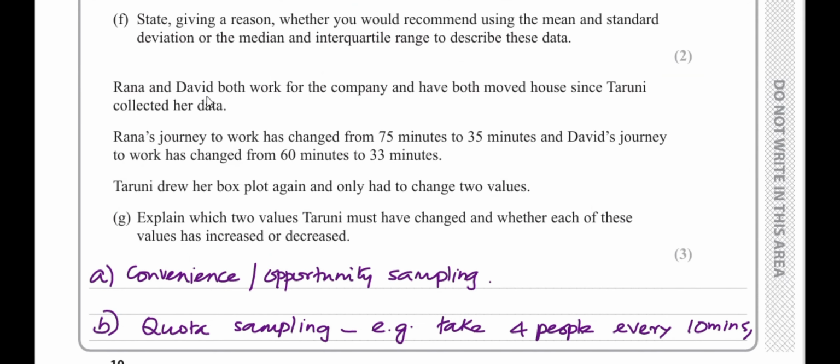Last part of the question. Rana and David both work for the company and have both moved house since Tharuni collected her data. Rana's journey to work has changed from 75 minutes to 35 minutes, and David's journey to work has changed from 60 minutes to 33 minutes. Tharuni drew her box plot again and only had to change 2 values. Explain which 2 values Tharuni must have changed and whether each of these values has increased or decreased.